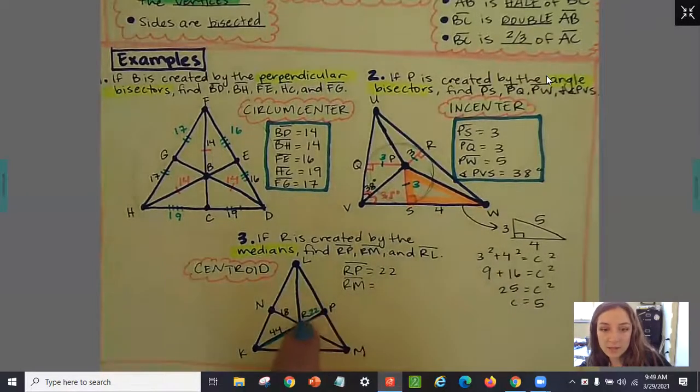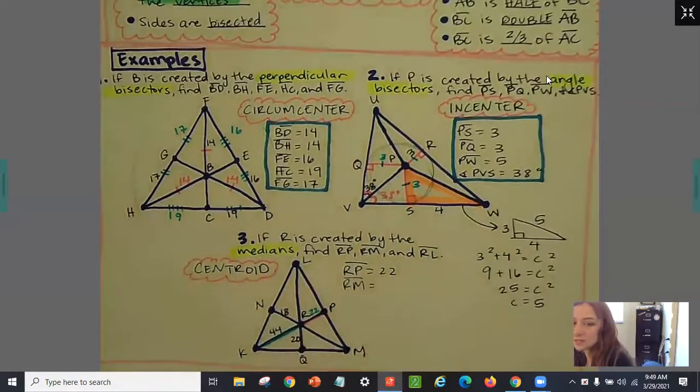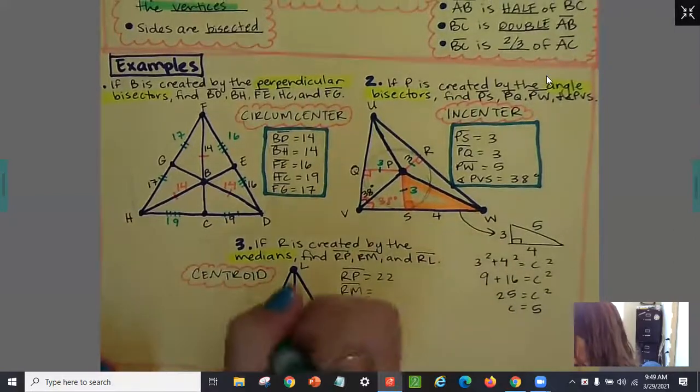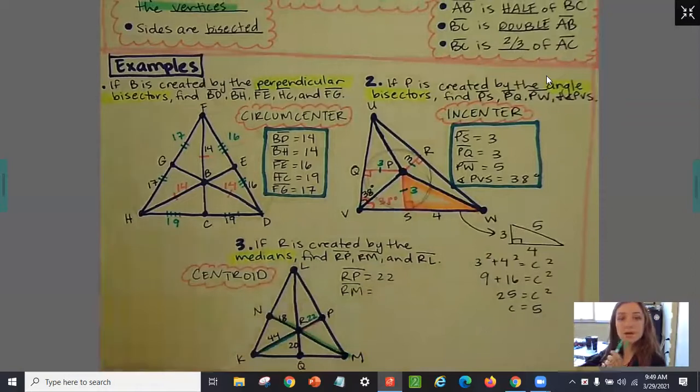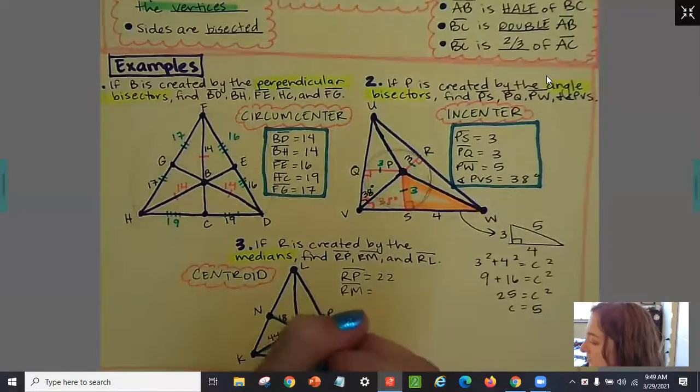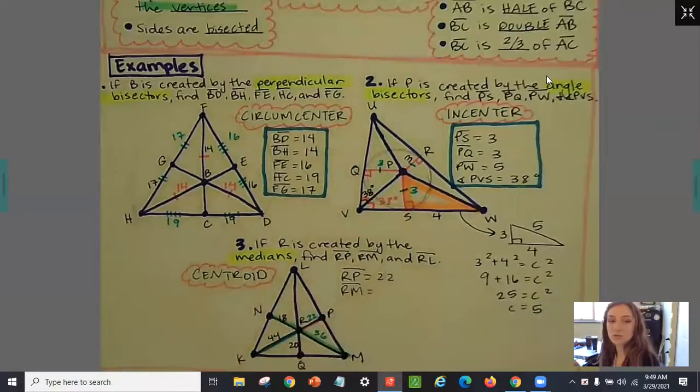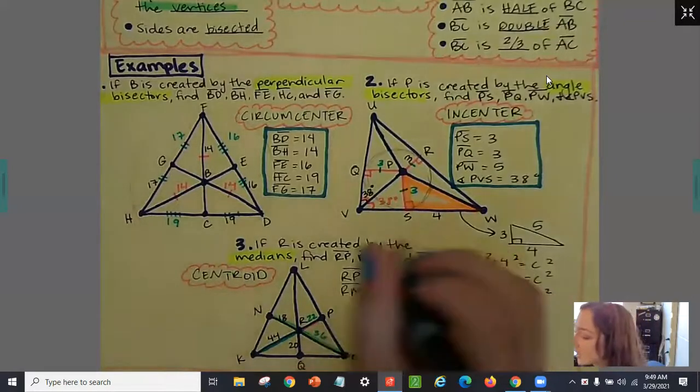Okay, now let's go look at RM. Okay, RM is here, and we can see that this one is connected to this one. So these right here are connected together. So we're trying to find the larger side here. So this is going to be the double. So 18 times 2, that is going to give us 36. So this side is 36. And it should also work if you divide that by 2, you should get 18. So that has that relationship there.